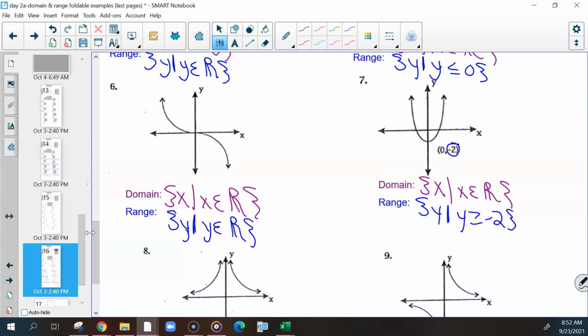For 6, the domain and range were both all real numbers. For 7, it looked like a U. The domain was all real numbers. The range was y is greater than or equal to -2. And I remember we did 8 and 9 together.